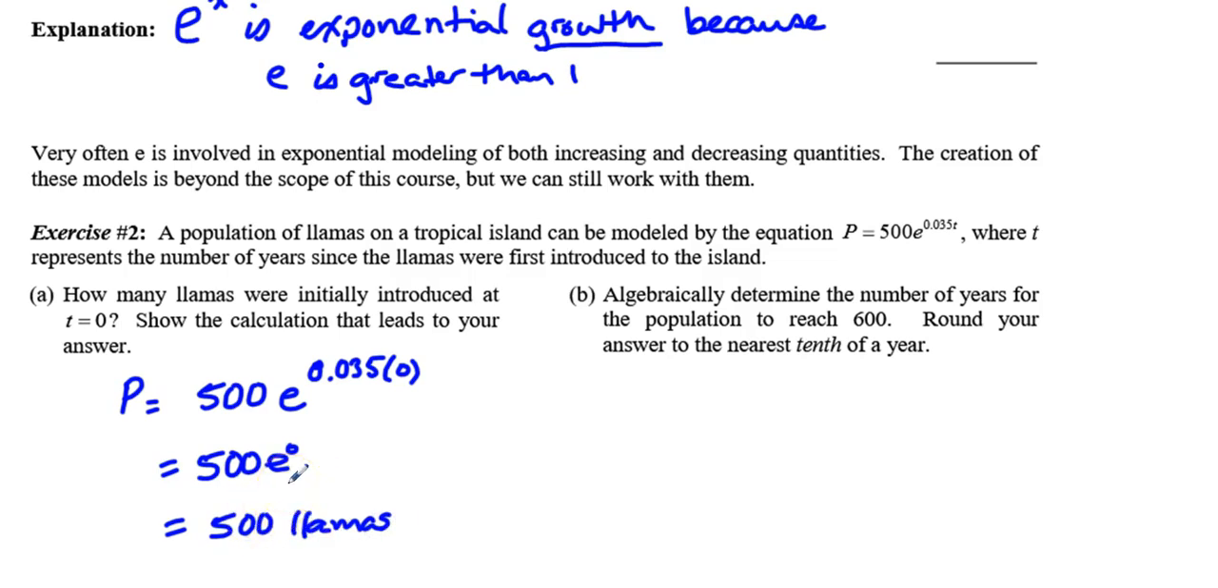The one on the right side is a little more complicated because it's not just a sub-in answer. We're actually solving for an unknown amount of time. And here's the really cool thing. I saw this on a website one time. It said, you have these two functions. These are inverses of each other: e to the x and natural log of x.